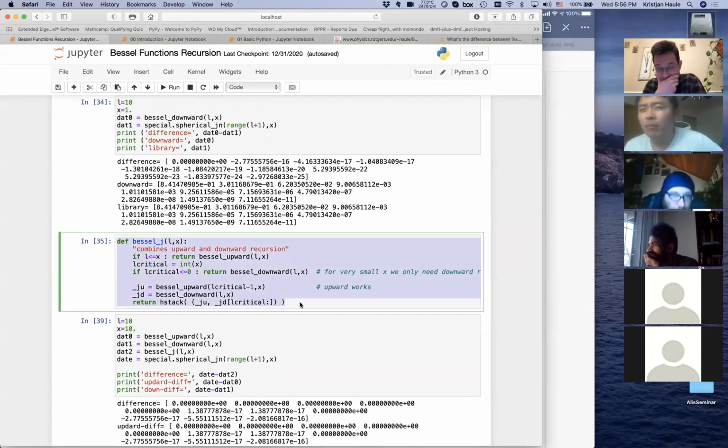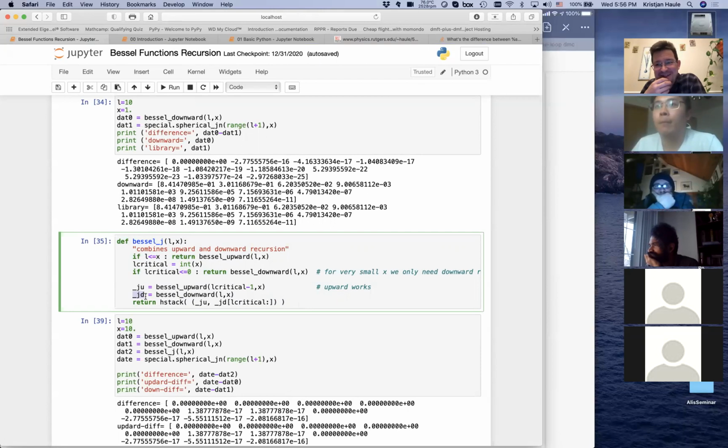So actually, my question is, well, maybe not that relevant here. Why do you have an underscore ahead of your variables _gu and _gd? This one. Yes. Why do you have an underscore in front of it? Doesn't matter. This is just my choice of the variable. Probably ju and jd were already used, so I put an underscore.